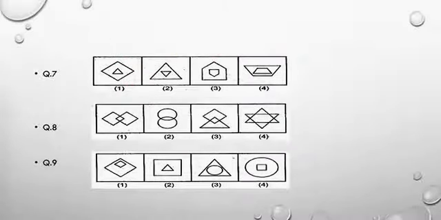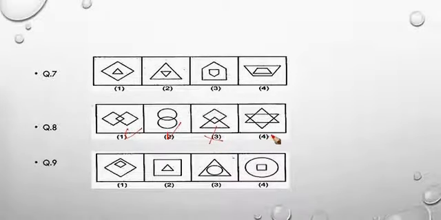Now let's move on to question number 8. In question number 8, there are two designs which are touching each other. In problem figure 1, both the designs are similar. Similarly, in case of problem figure 2, there are two circles which are similar. In case of problem figure 3, the two designs are different. One is a triangle, the other one is a rectangle. So this is standing out as an odd man out.